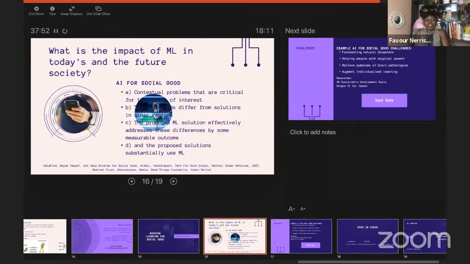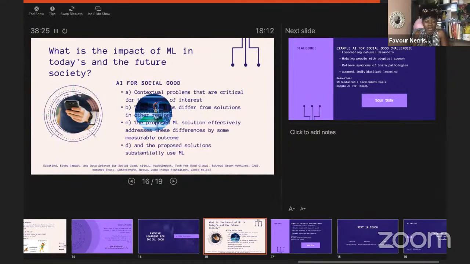And so this concept of AI for social good or ML for social good becomes really important when we want to solve problems that are critical to others of interest. And also when we want to be able to garner different types of perspectives to form solutions that affect various regions, and that the ML solution effectively addresses the differences with some outcome. And of course, the tie of this social good application is for using ML in the solution.